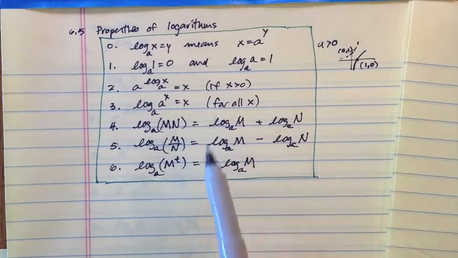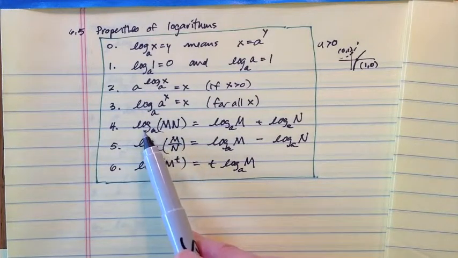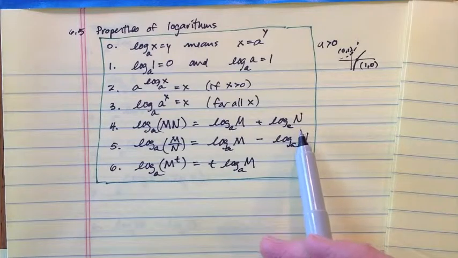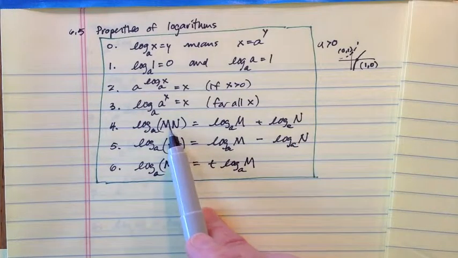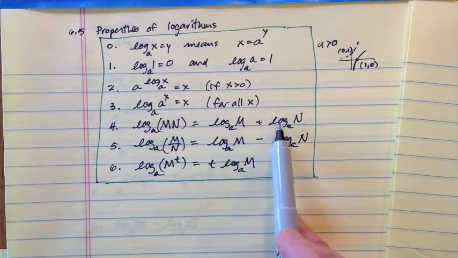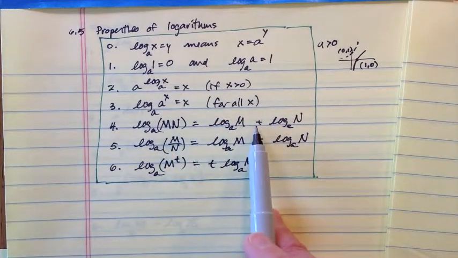Okay, the last three I think are not so much directly from the definition, they're a little trickier. Let's go over them. Log base a of m times n is log base a of m plus log base a of n. In words, the logarithm of a product is the sum of the individual logarithms. So the logarithm of a product is the sum of the logs.